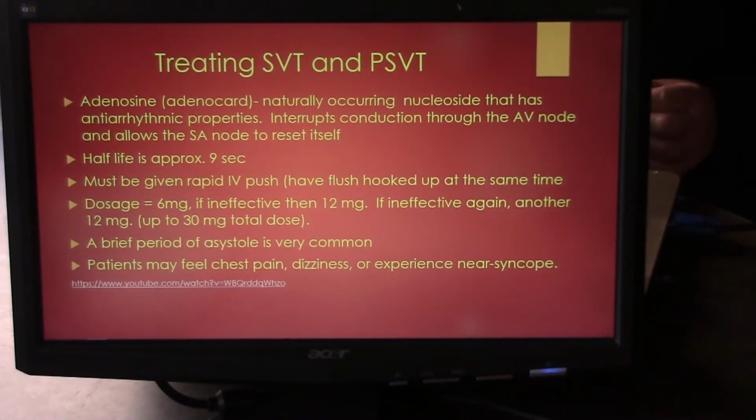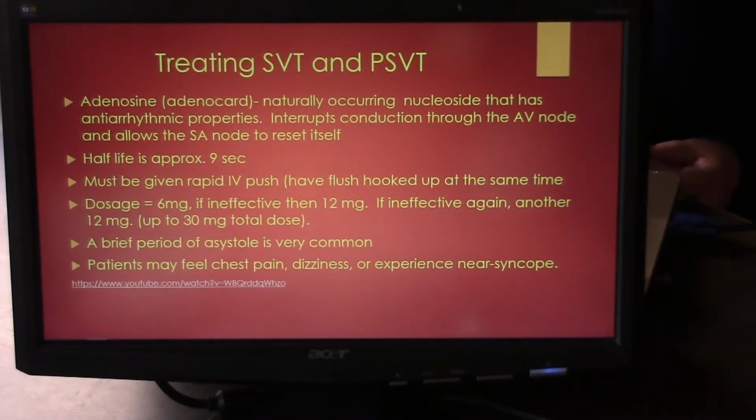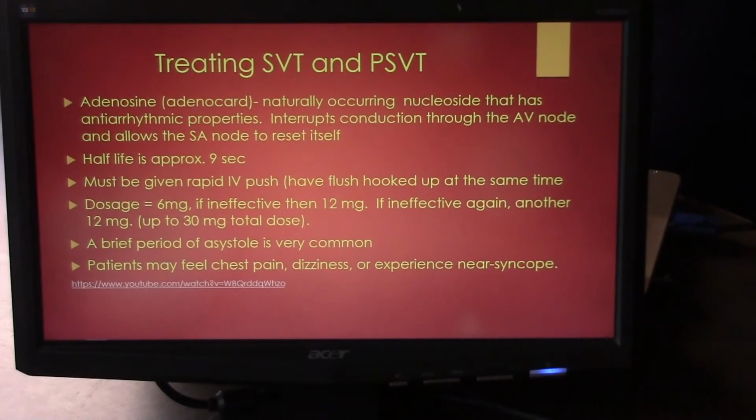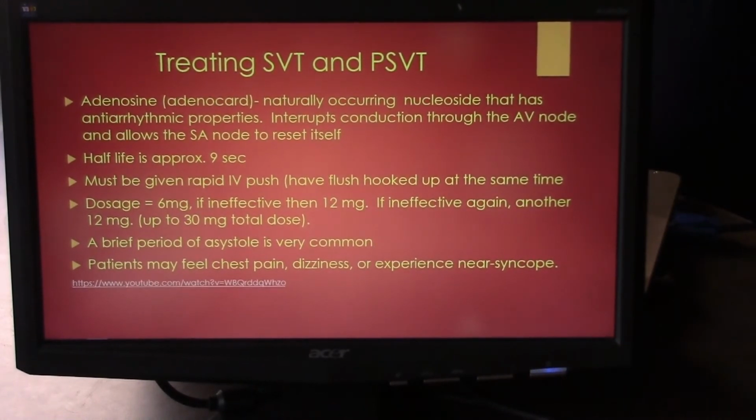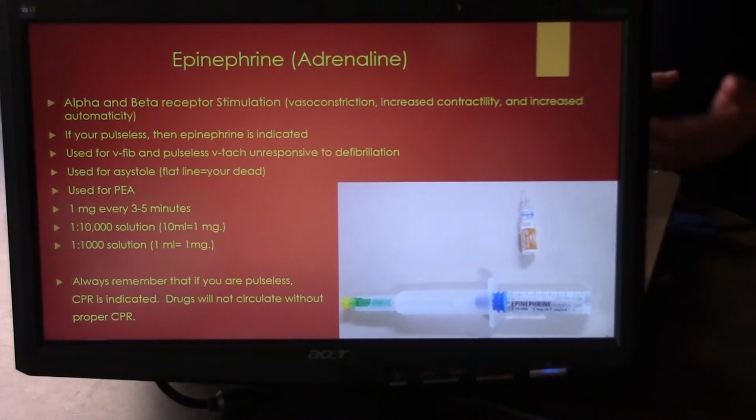Some patients may feel a sense of doom or have dizziness or severe chest pain when given adenosine. Now think of it this way. If you have a 9-second period of asystole, you're interrupting conduction and circulation to the heart for 9 seconds. That is why. There is a video link attached to this particular slide that shows the administration of adenosine, and it's extremely valuable, and I will place this on my Facebook page so that you can view it. It really helps to put a picture to this slide. It helps you to learn it.